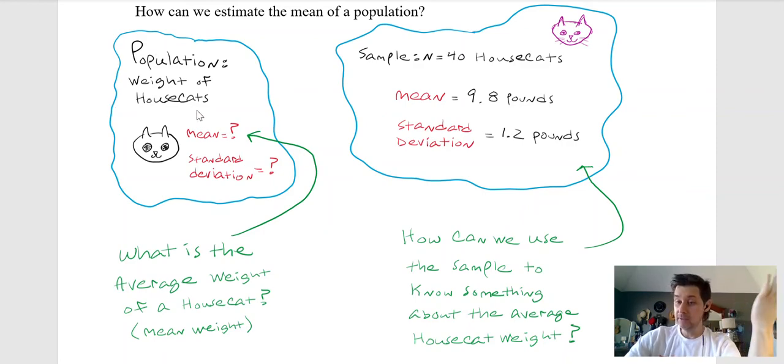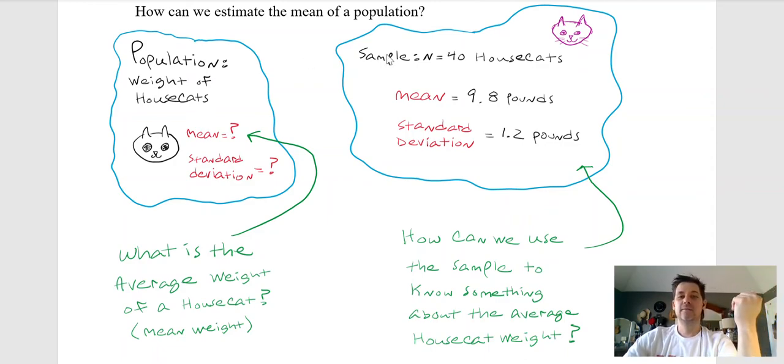And maybe we want to know something about the population, such as the average weight. Let's say we don't know anything about the population. We don't know what the average weight is. We don't know the standard deviation, or whatever other numbers you can think of. Let's just say we don't know. So there's this population, house cats, and we don't have any knowledge or information or numbers about that population. So what do we do? We take a sample from that population.